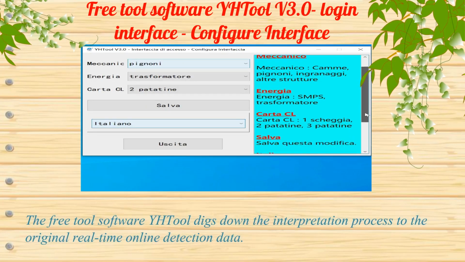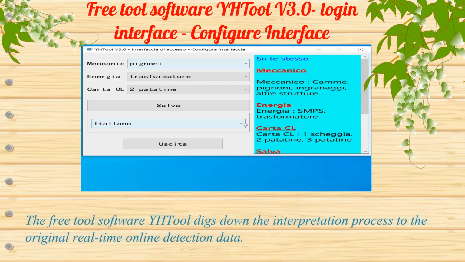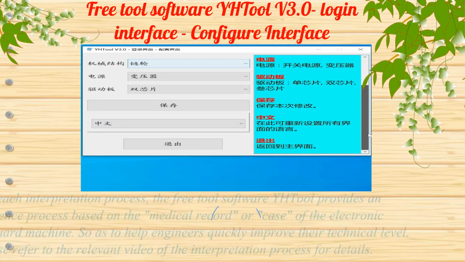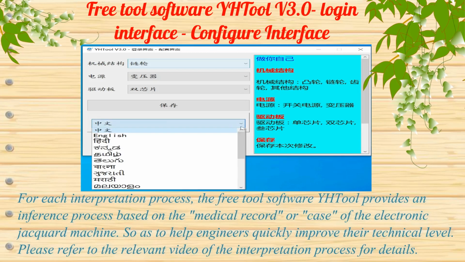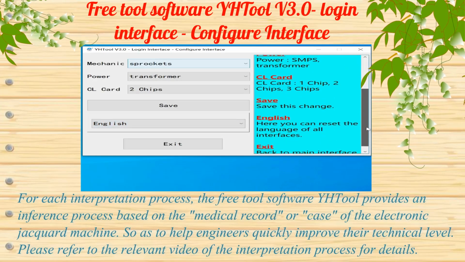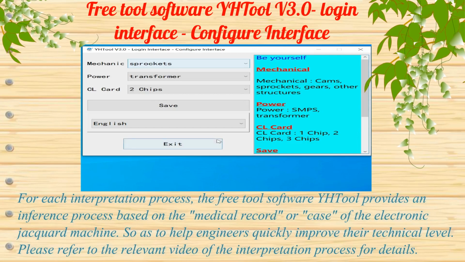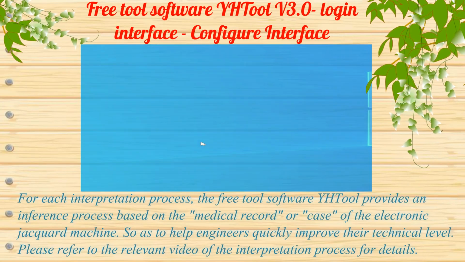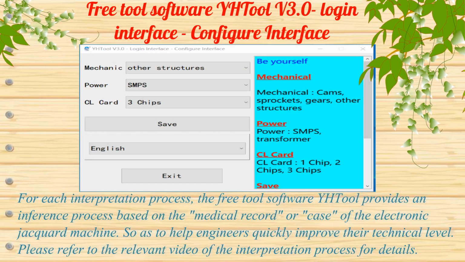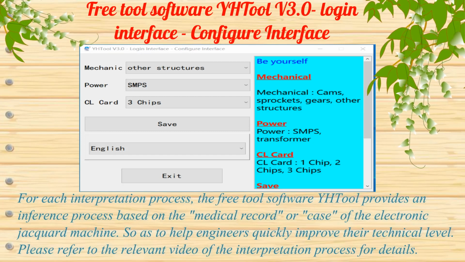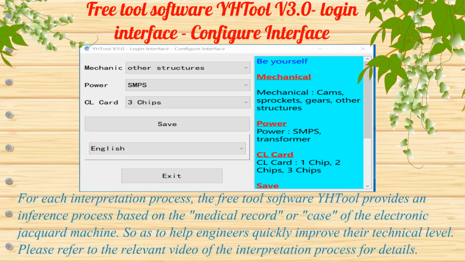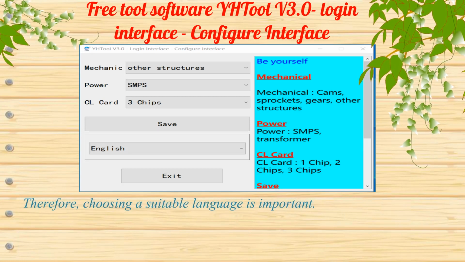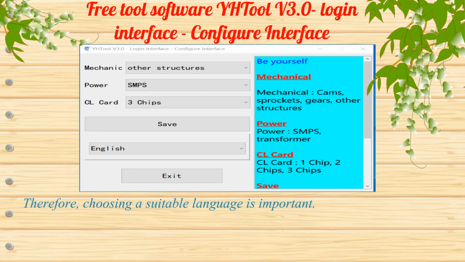The free tool software YHTool digs down the interpretation process to the original real-time online detection data. For each interpretation process, the free tool software YHTool provides an inference process based on the medical record or case of the electronic Jacquard machine, so as to help engineers quickly improve their technical level. Please refer to the relevant video of the interpretation process for details. Therefore, choosing a suitable language is important.